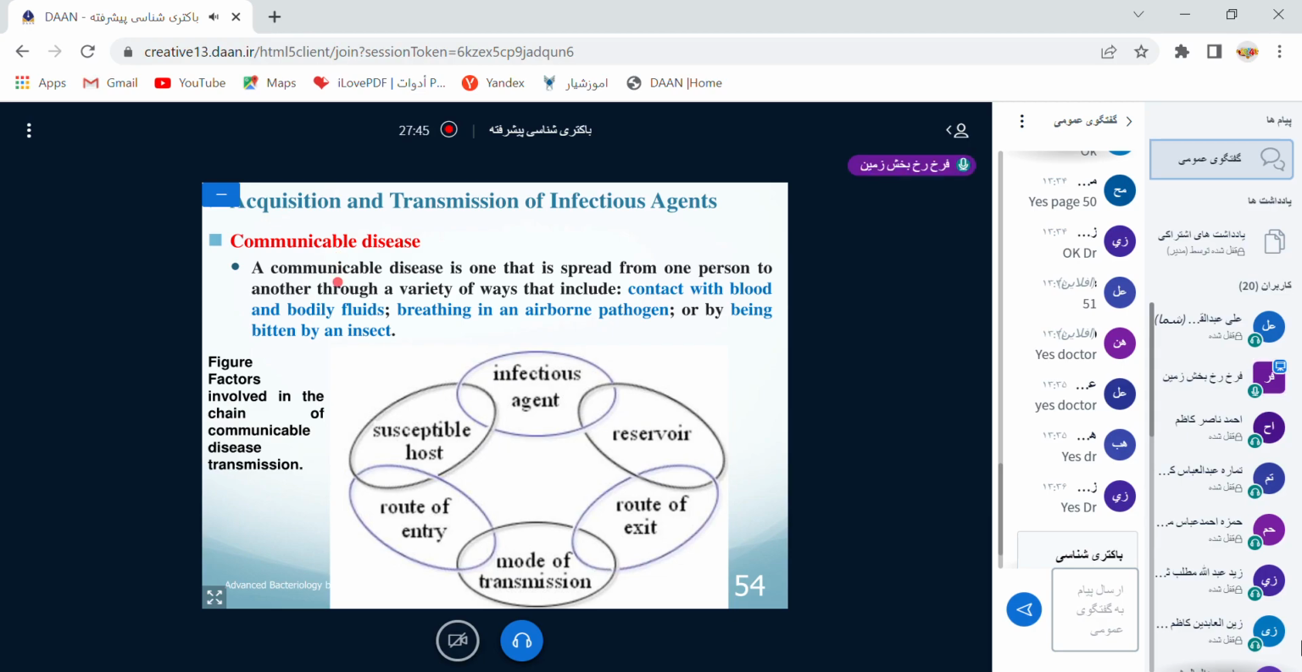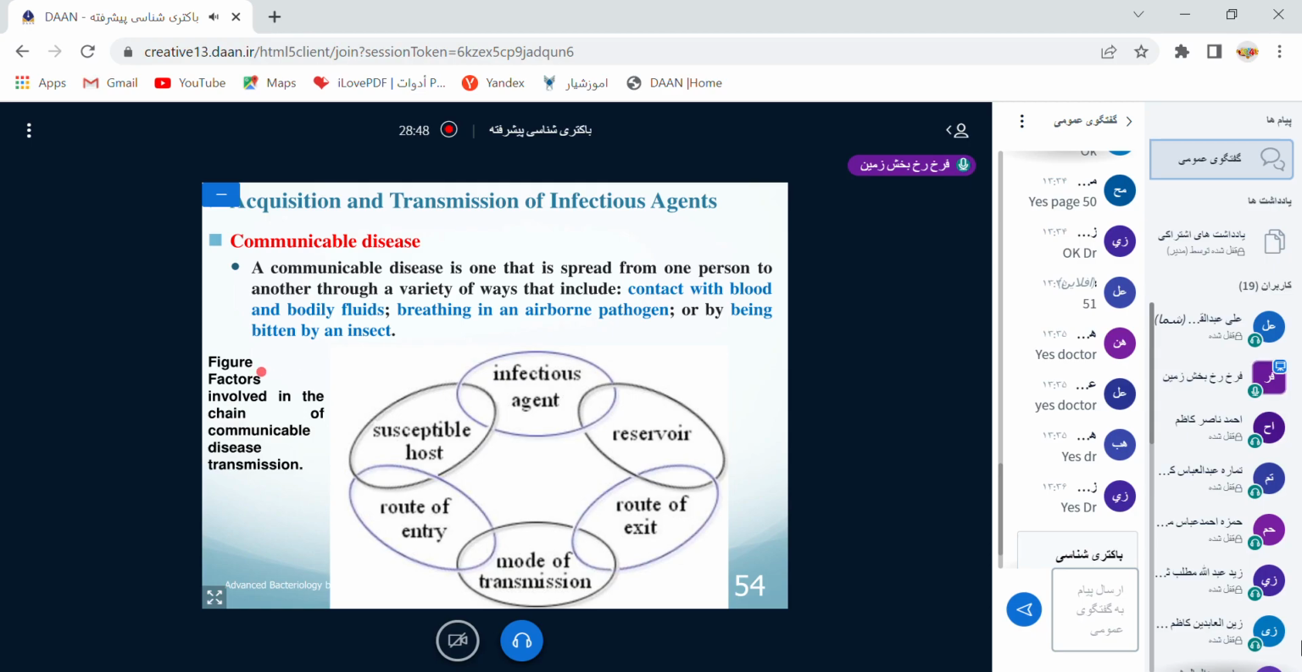What does it mean? A communicable disease is one that is spread from one person to another through a variety of ways. Communicable diseases are those related to infectious disease. A microbe is responsible for the disease and it can be transmitted from one human to another. But how can it be transmitted? By different means, like contact with blood and bodily fluids, breathing in airborne pathogens, or being bitten by an insect.